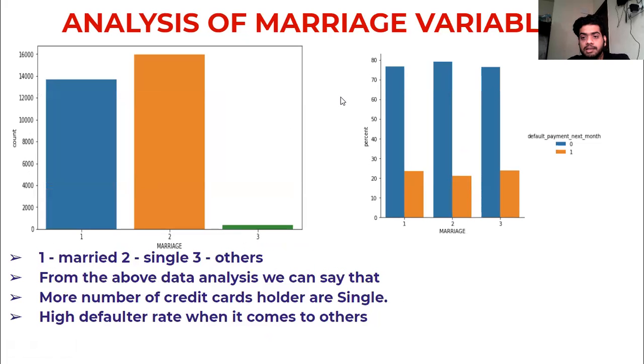Next is our analysis of the marriage variable. Here one means married, two means single, and three means others. Others means those who are not married or single. From the above plot, we can say that more credit card holders are single, and there is a high defaulter rate when it comes to others.